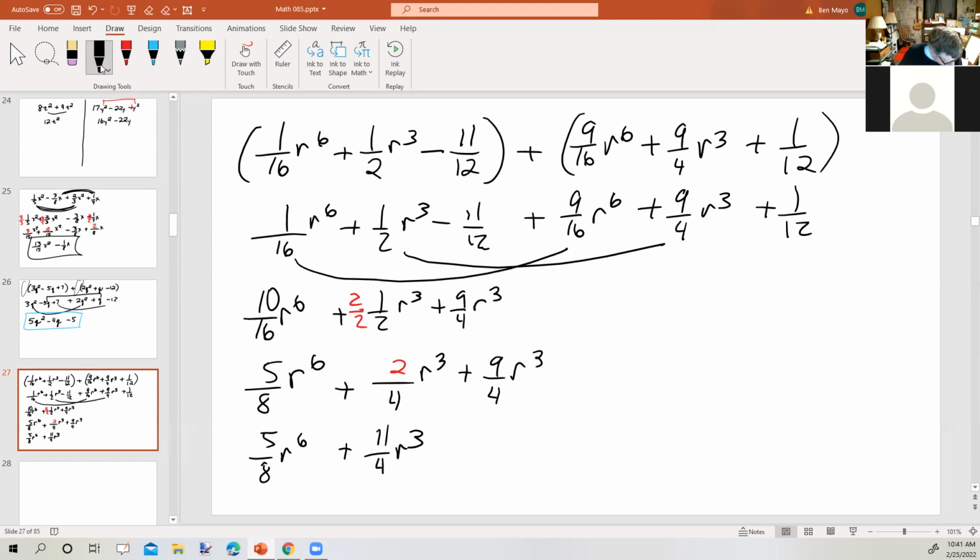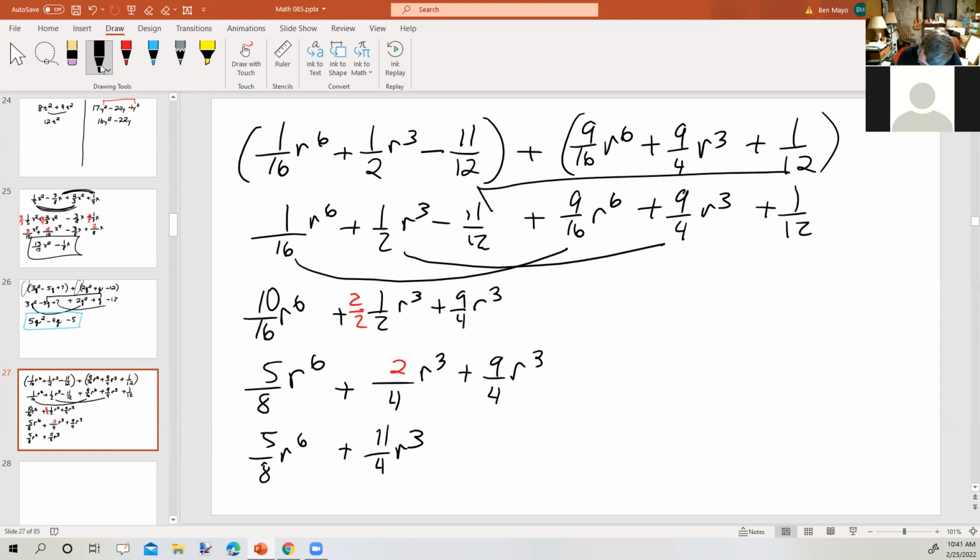Now, recall, hang on a second. Yes. Recall that in WebAssign, we don't want to use a mixed number. So if this problem was in WebAssign, we would use 11/4 r cubed, not 2 3/4. Okay, so be very careful with that, just a reminder.